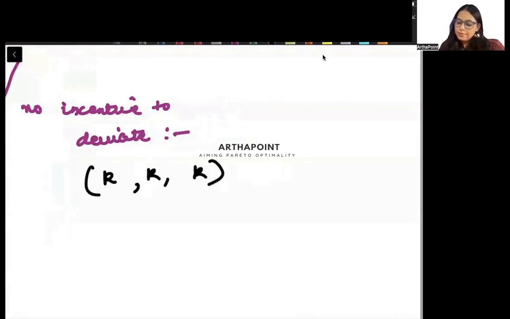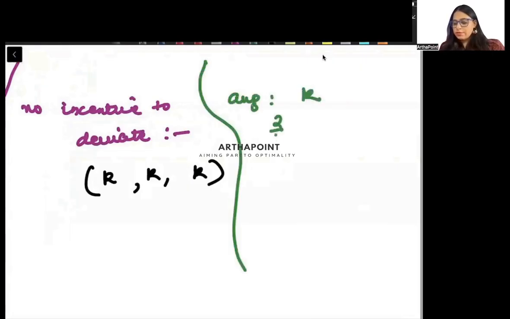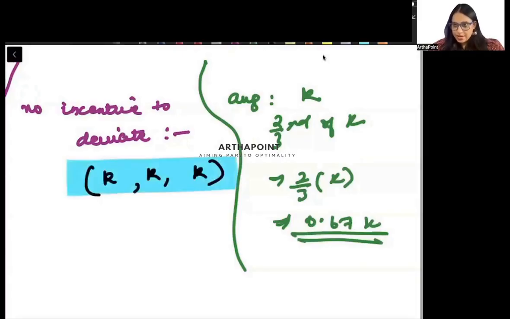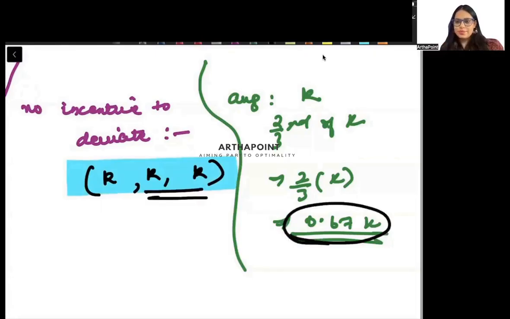Now when all three of them have announced the same number, tell me one thing, what is going to come out as the average, beta? What will be 2/3 of the average, beta? So it will come out as 2/3 into k. That means 0.67k. The moment there is a tie, all three of them are getting the same number. So now one of them will think, let the other two announce k. Let me announce a little smaller number and I will be closer to 2/3 of the average and I will win.